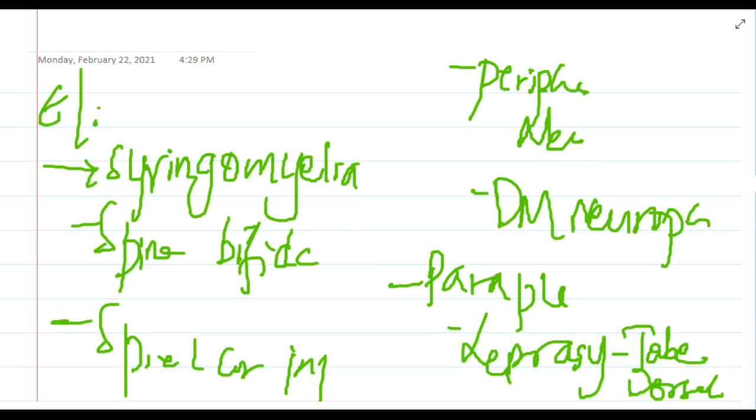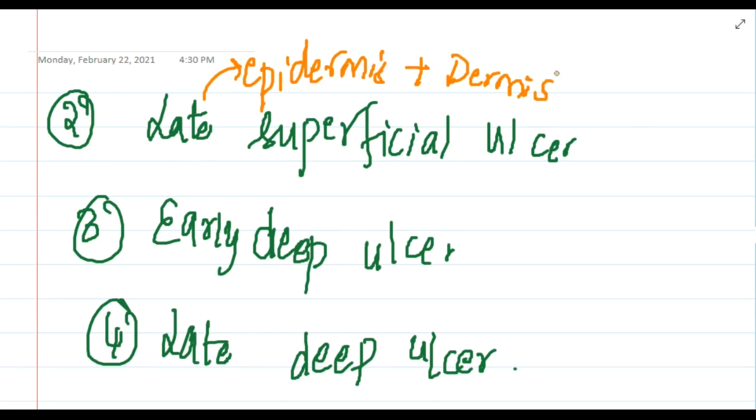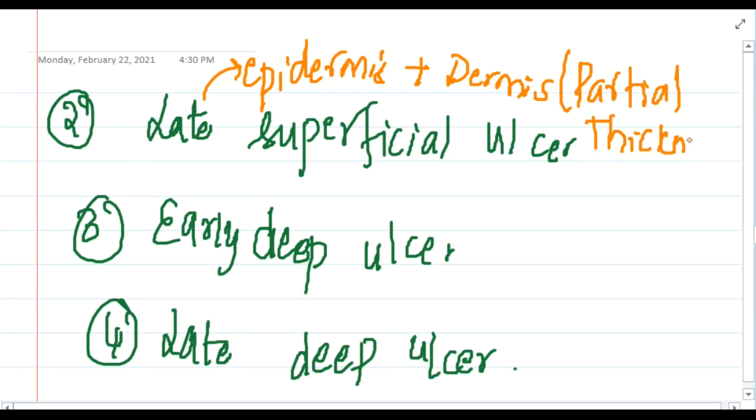Then after this, the second stage, which is late superficial ulcer. In late superficial ulcer, there is loss of epidermis with dermis, but it is partial thickness loss, not complete thickness. Here there is partial thickness loss of dermis and epidermis. Then we call it late superficial ulcer. Not the complete dermis, only part of the dermis is lost.